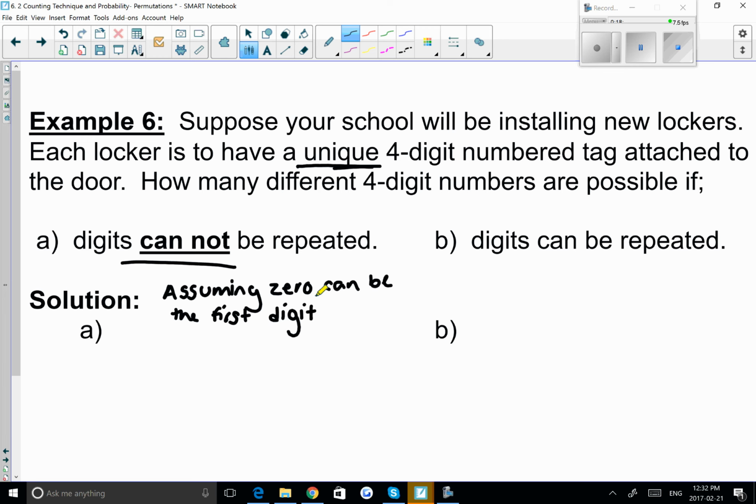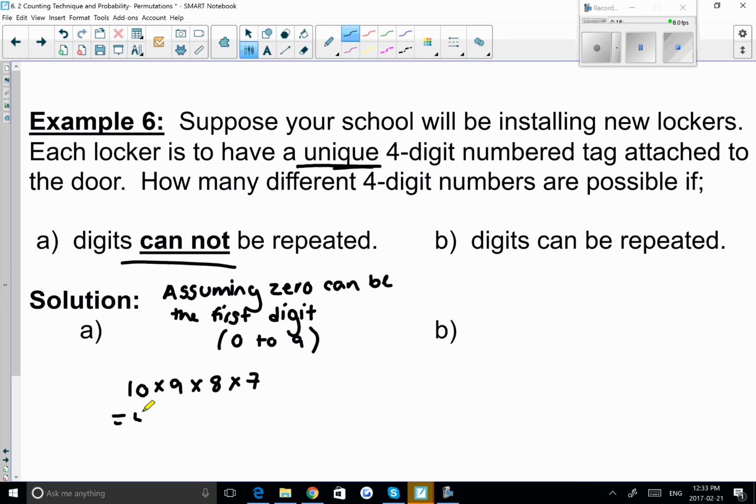I would have 10 possibilities. So it's from 0 to 9. I'm going from 0 to 9 as my first digit. I can have 10. Then I would have 9. Then I would have 8. Then I would have 7.